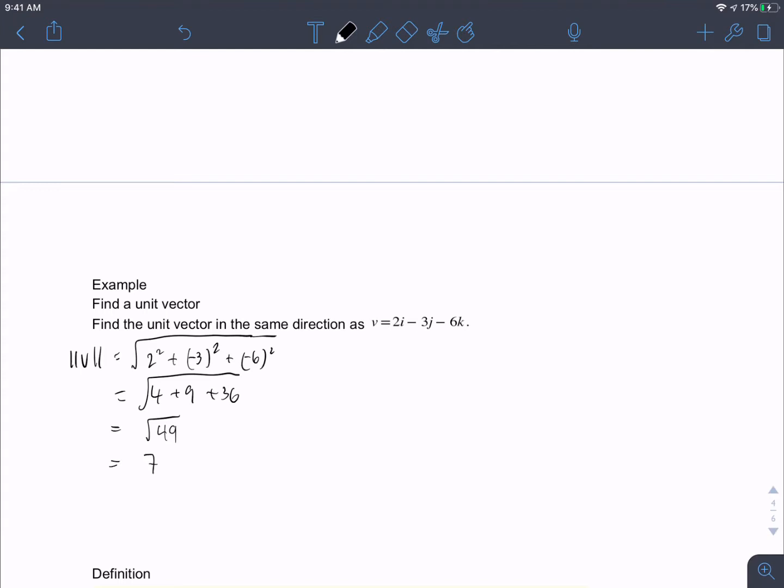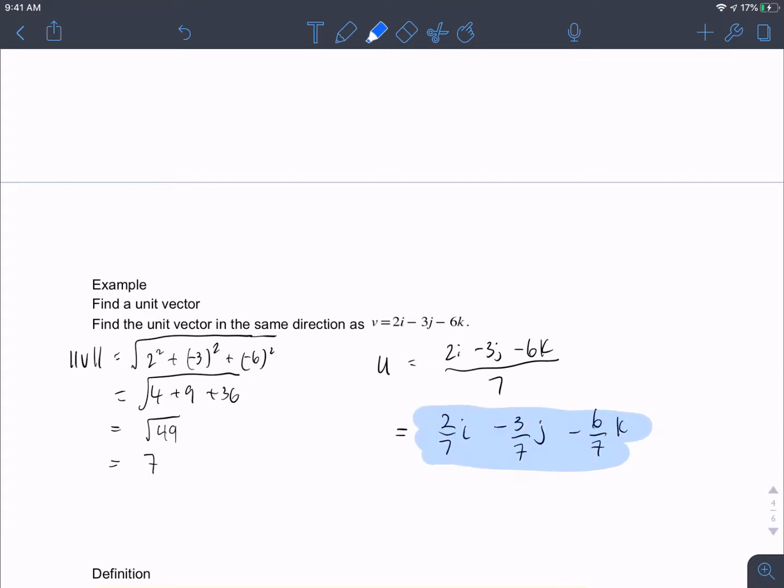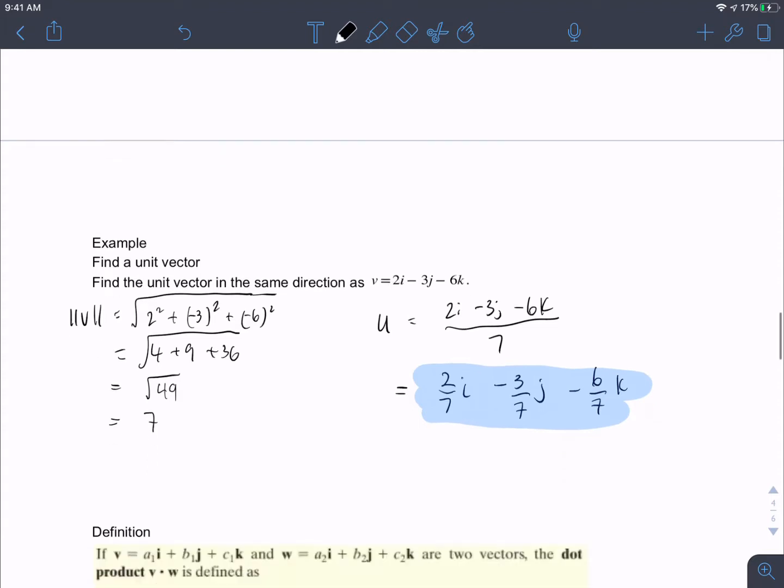Okay, so then our unit vector is going to be equal to the vector v divided by 7. So when I rewrite it, u is going to be 2/7 i minus 3/7 j minus 6/7 k. This would be the unit vector for this vector v. Again, like I said, very, very straightforward.